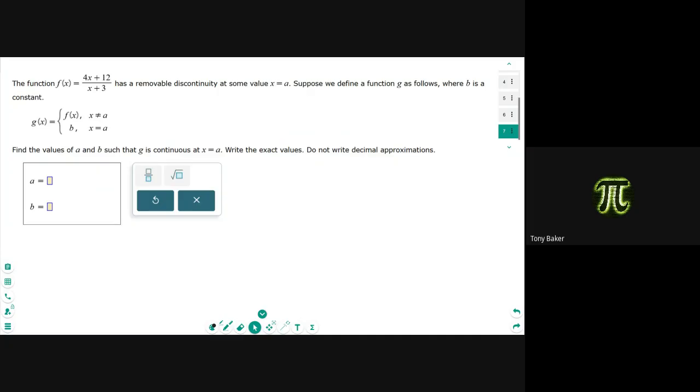All right. It tells you the function has a removable discontinuity. But how does it know it has a removable discontinuity? So step one is let's figure out where that discontinuity is, and then we will determine if it is removable or not.